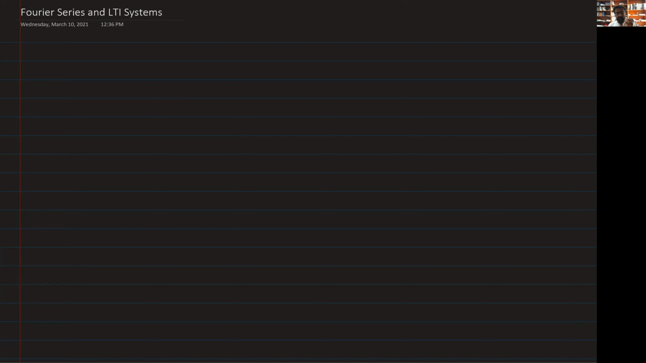So here's the subsection: response of LTI systems to complex exponentials. Why are we talking about this? I'm going to talk about it in a bit. Let's do a little analysis first, right?